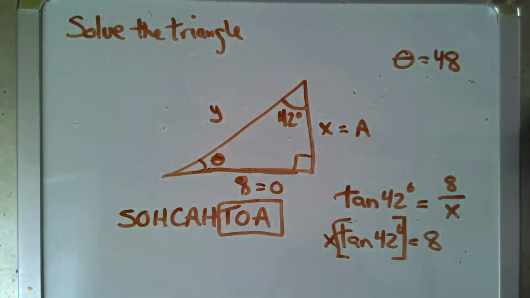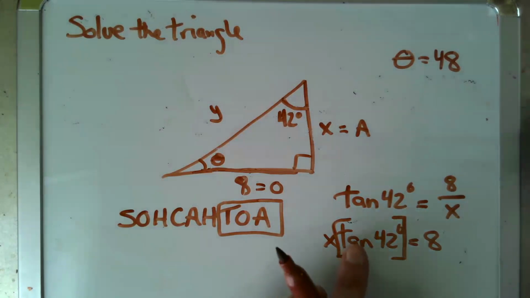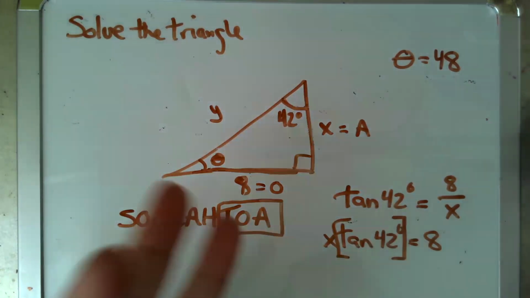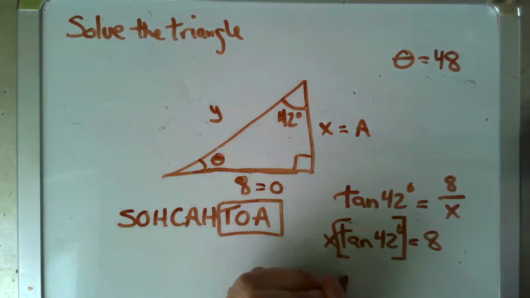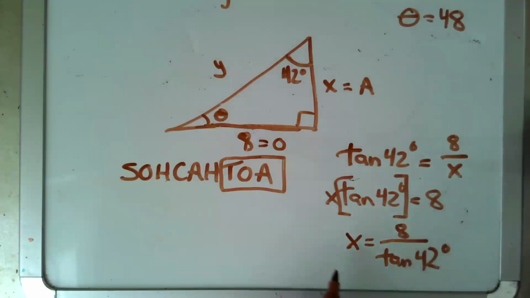Okay, this is where students get confused. They're like, do I divide by tangent? Do I divide by 42? This is a whole function. It's a number. You punch tan 42 into your calculator and it gives you a number. I'm just not going to get that number yet because I'm going to put the whole thing in my calculator. So when I divide by tangent of 42 degrees, now I can put that whole thing into my calculator to solve for x.